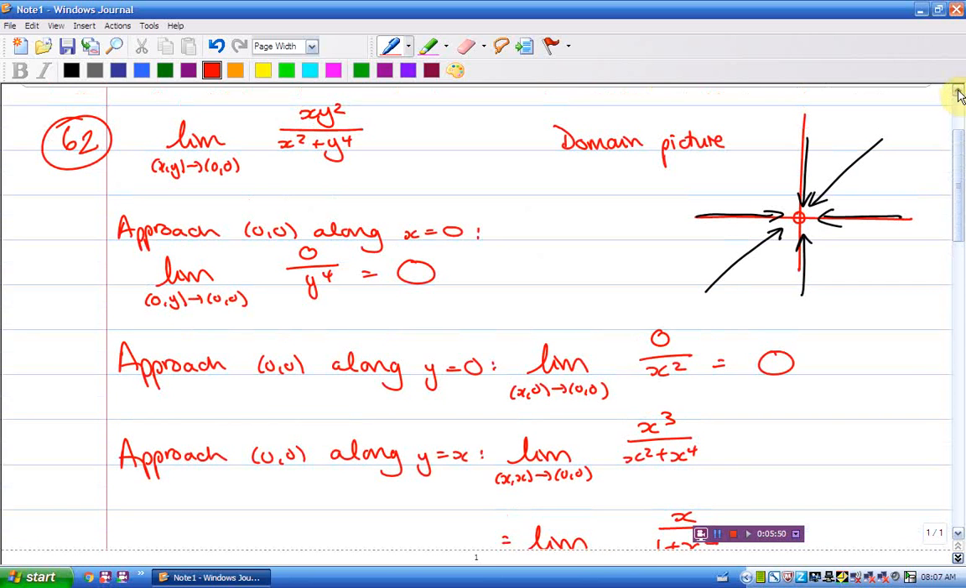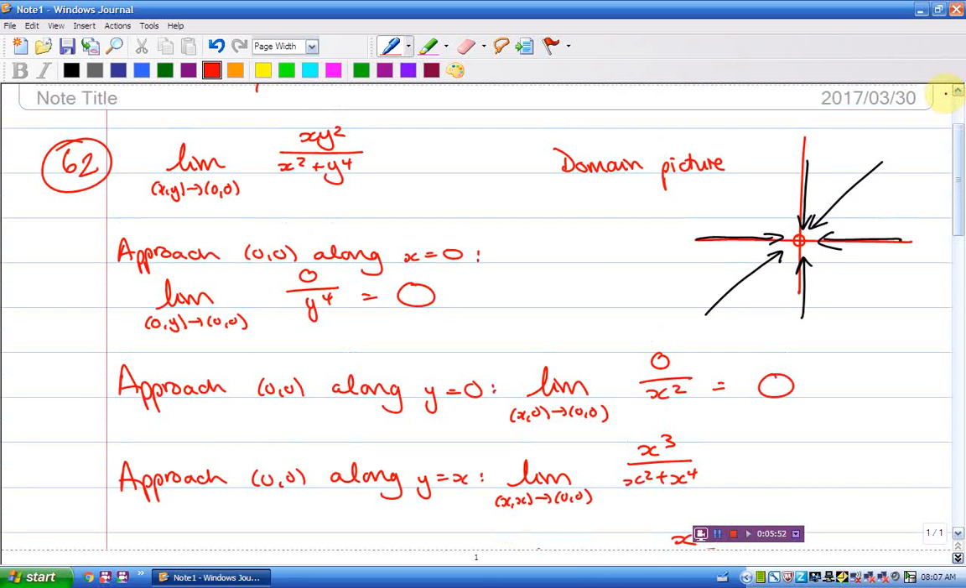I want to say the clue. Clue is not quite the right word. A suggestion can be seen in the actual algebraic structure of that function: xy squared over x squared plus y to the 4. We have a binomial in our denominator. It would be really nice if there wasn't a binomial, if we could somehow add those two terms together.